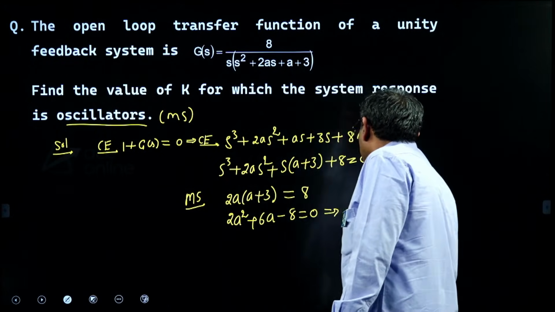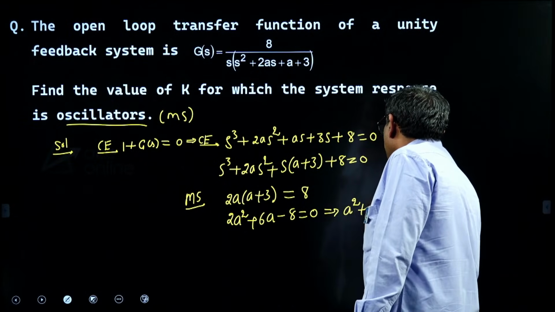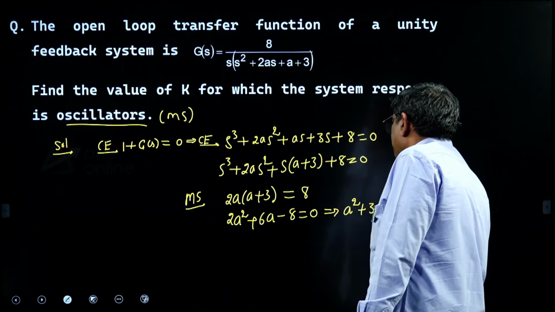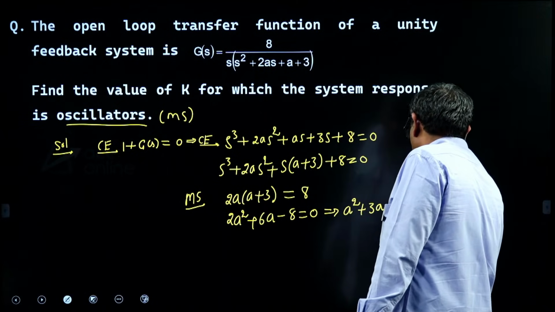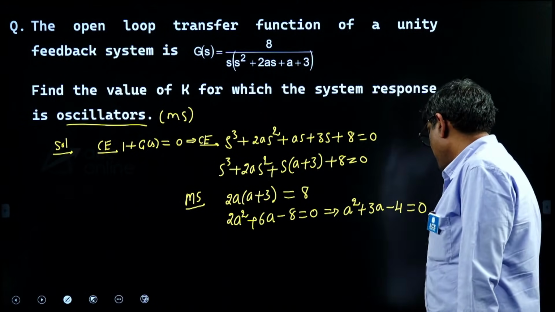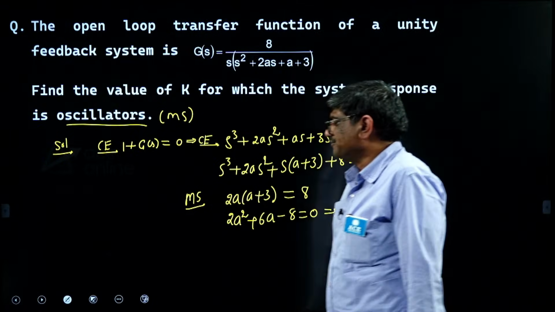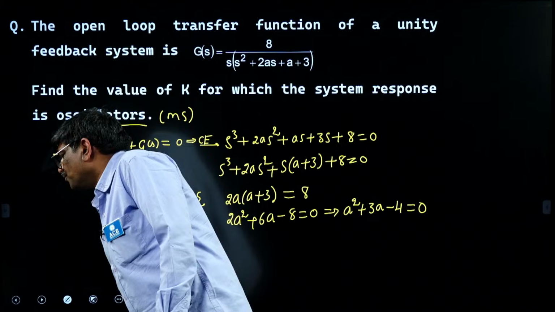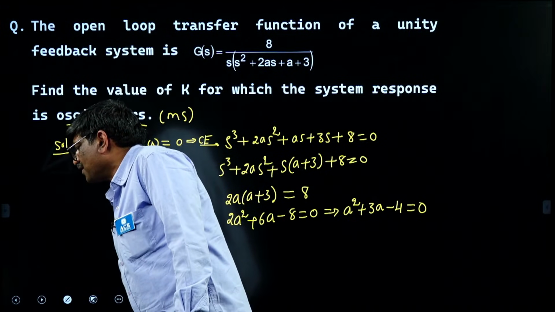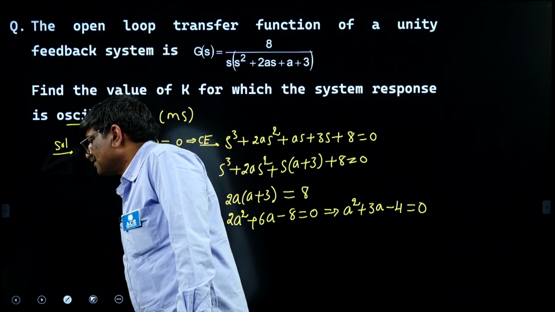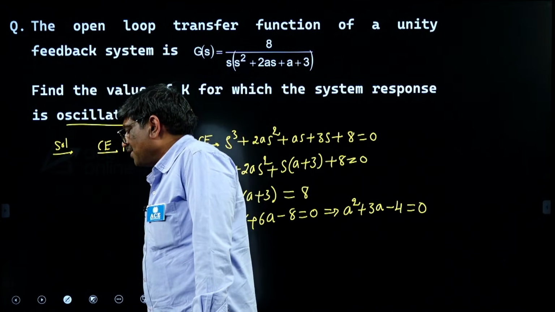So we can write it as A square plus 3A minus 4 equal to 0. What is the A value? Minus 4, comma 1. Among that, what is the final answer?